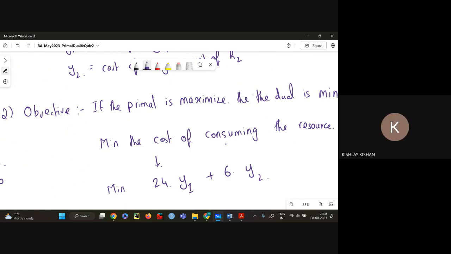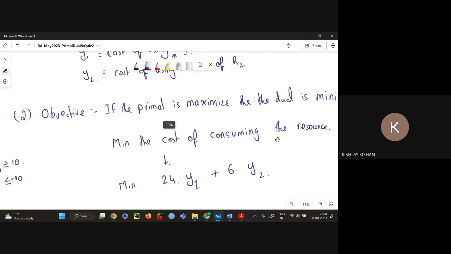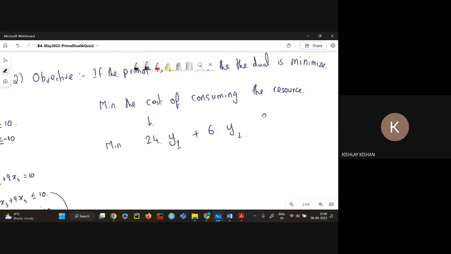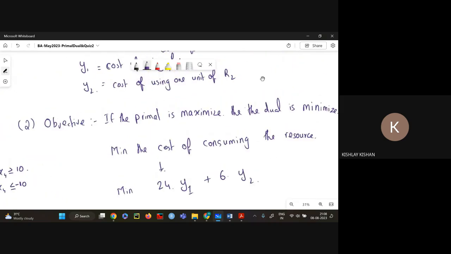In the previous one, it was maximize the number of units produced. Here it gets the opposite and tells you to reduce the cost of your resource. First, we have introduced these new decision variables y1 and y2, and we have said that y1 is the cost of using 1 unit of R1. And then we are minimizing it. It depends on us what to introduce as a decision variable.